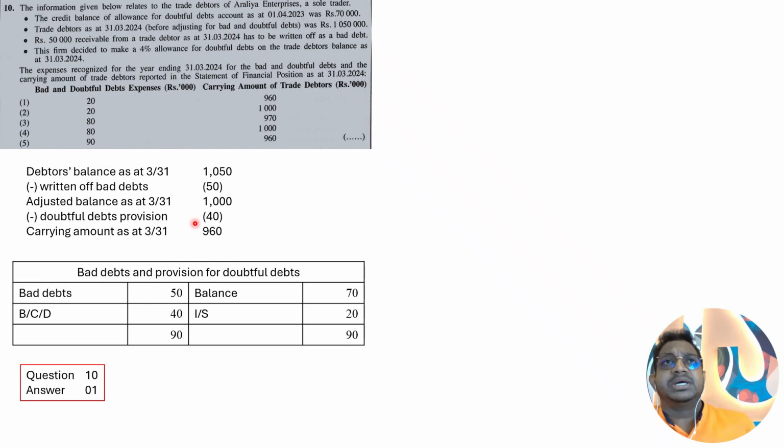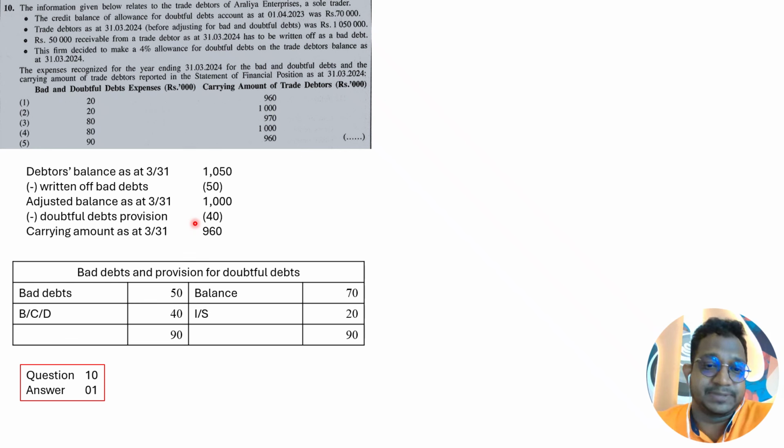Carrying amount means the debtors' net balance that you should mention in your SOFP. So when you're mentioning debtors in your SOFP, it should deduct the provision for doubtful debts as well, right? So the carrying amount of the debtors is 960.